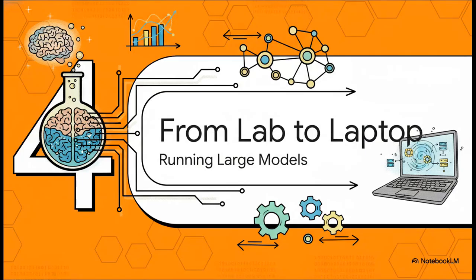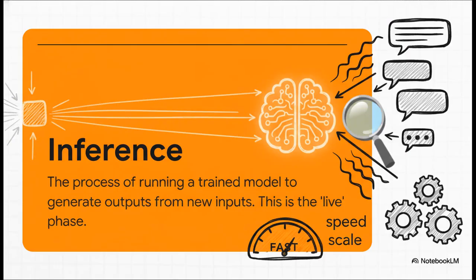Okay, let's get down to brass tacks in section 4, from lab to laptop. It's one thing to build these models, but how do we actually run these monsters in the real world without breaking the bank? So anytime you're actually using a trained model, chatting with it, asking it to write something, that whole process is called inference. This is the showtime phase, where all that training finally gets put to work.